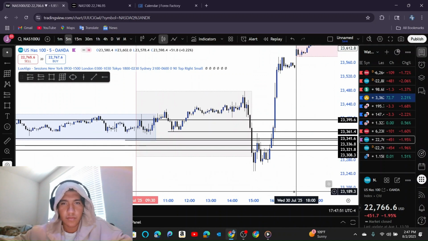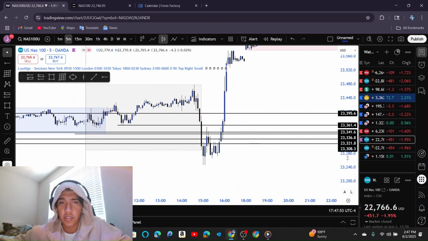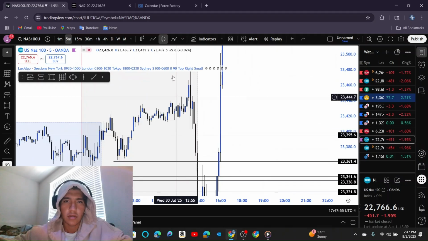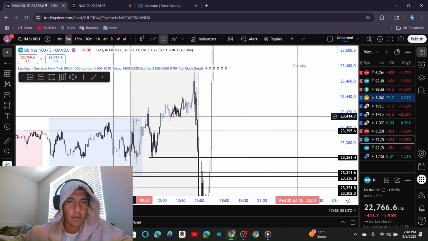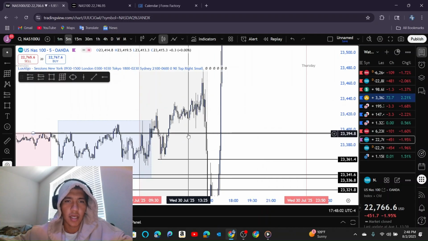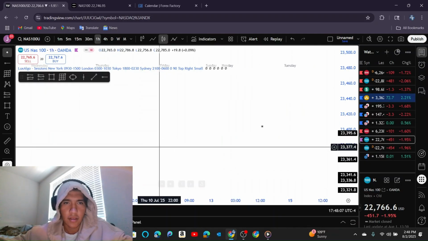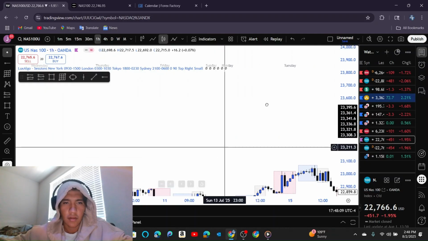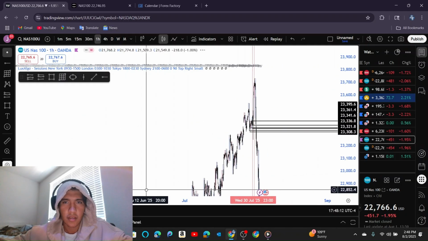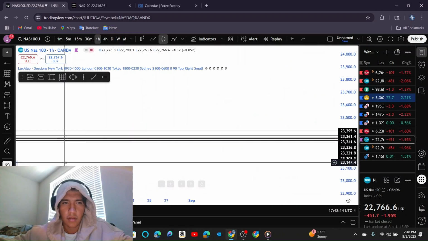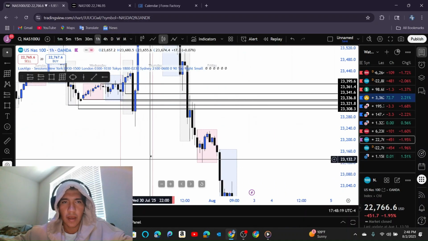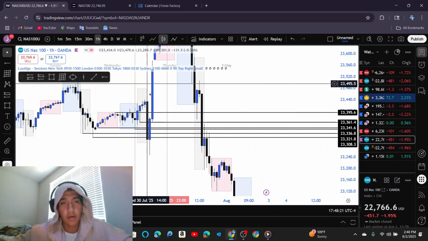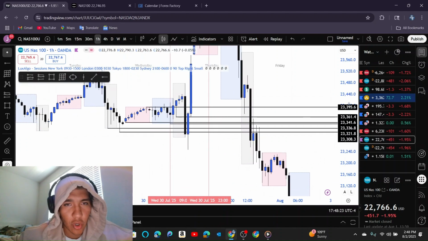But actually, I could have even taken the shorts here for this quick little drawdown. We saw the manipulation at opening. We saw the market move up, creating these highs. We see the sweep work here, right? Go to the hourly. We see it sweep out here. So if we drop down, you know what I mean? If we drop down, boom.